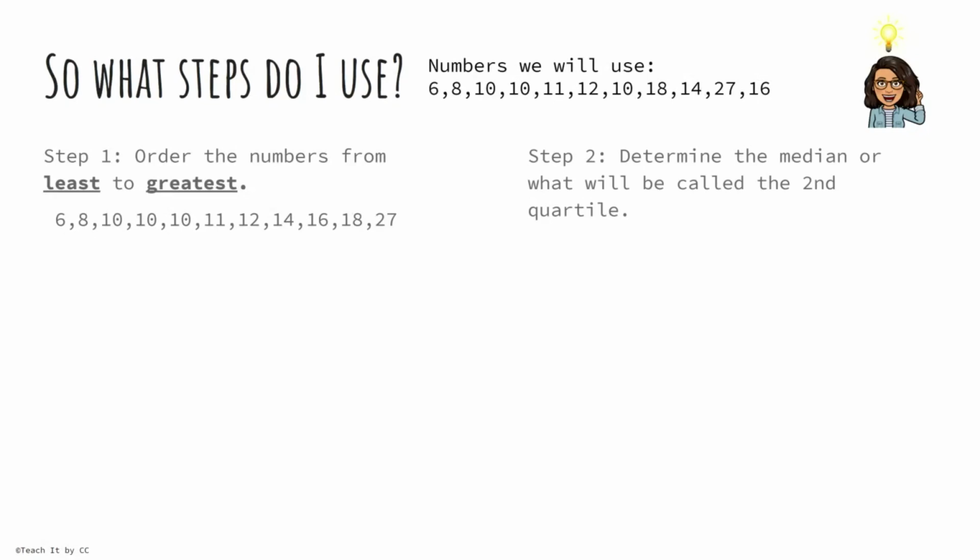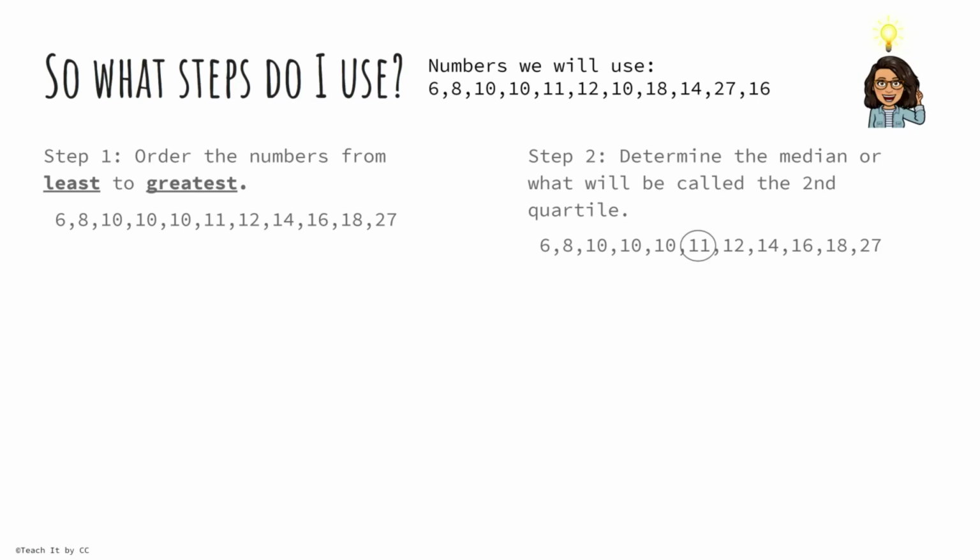For the next step, we need to determine the median, or what will be called the second quartile. If you remember in previous lessons, the median is also the middle of the set of numbers. So, for this set of numbers, when we look at this, the median is 11.